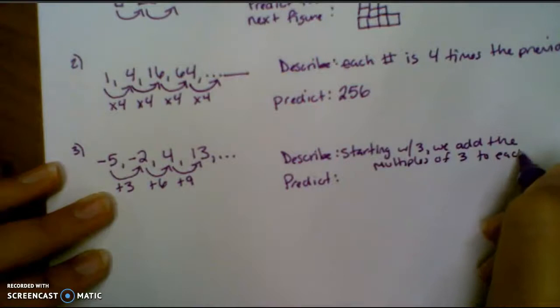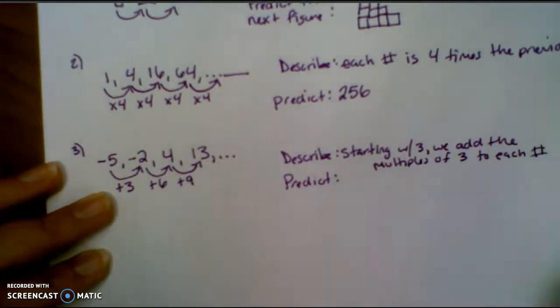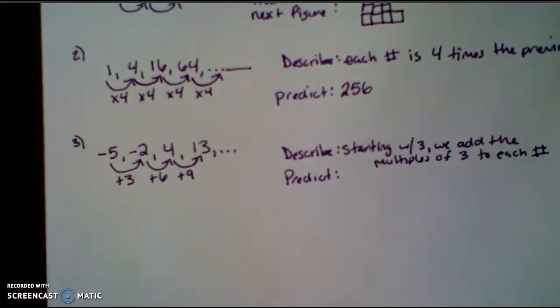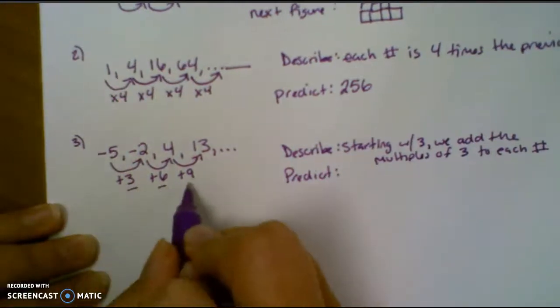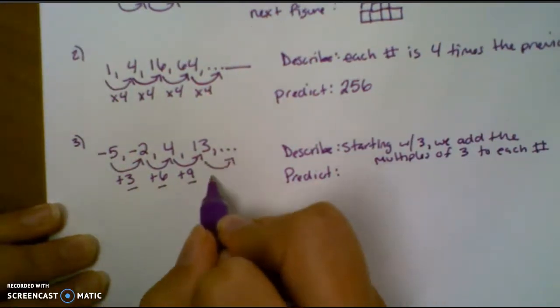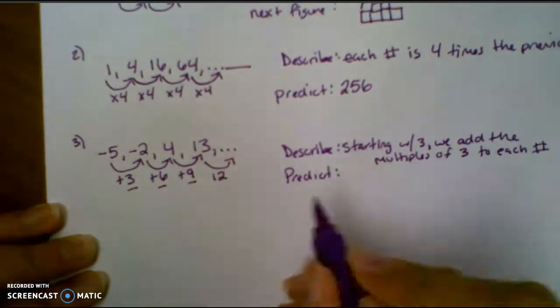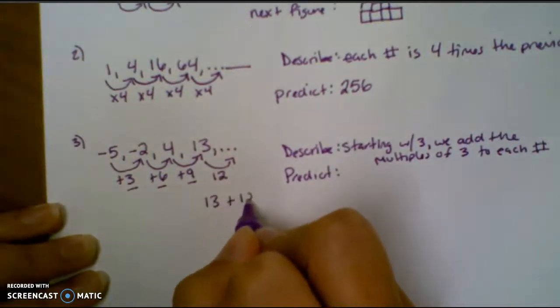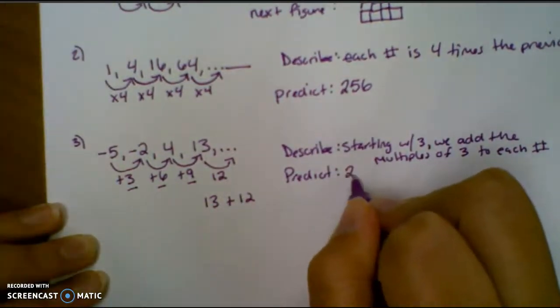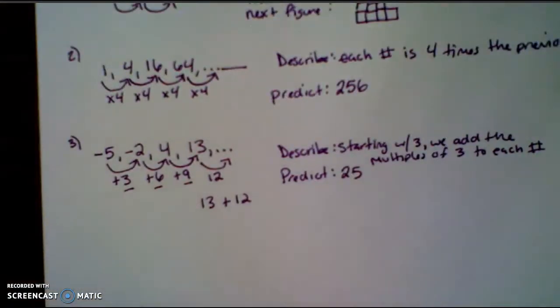To each number. Okay, so what would my next term be? Well, we have 3, 6, 9, so my next multiple of 3 would be 12. So 13 plus 12 would be what? 25.